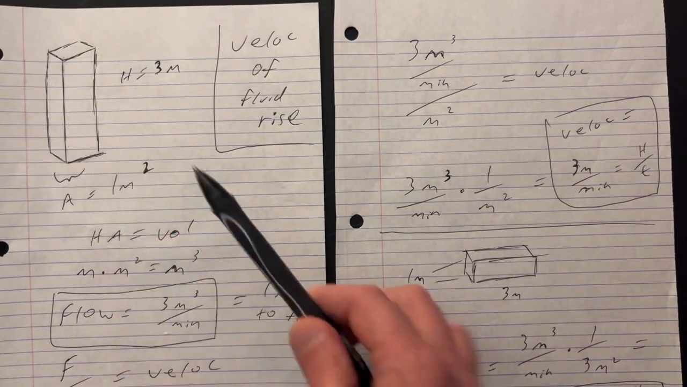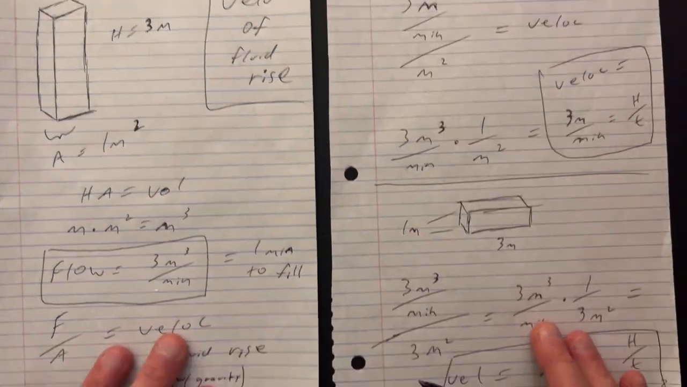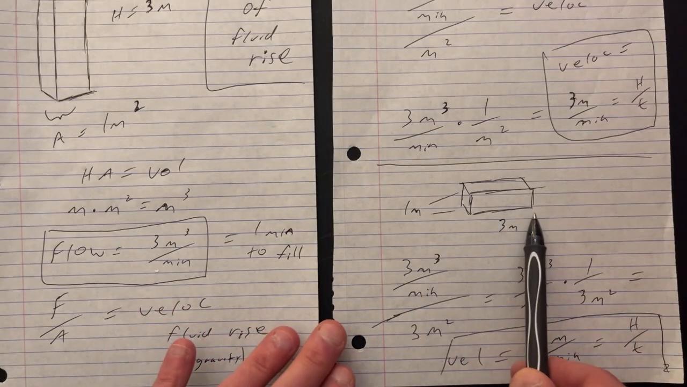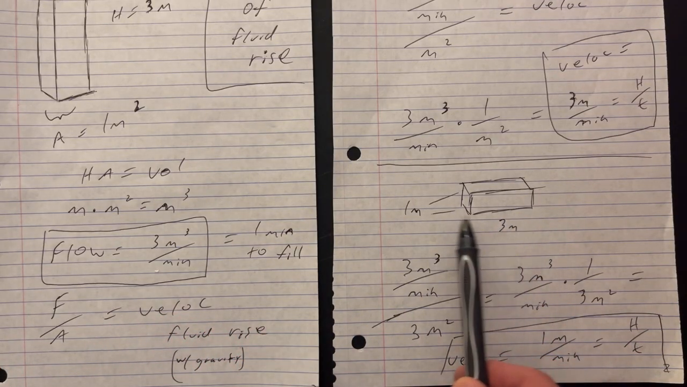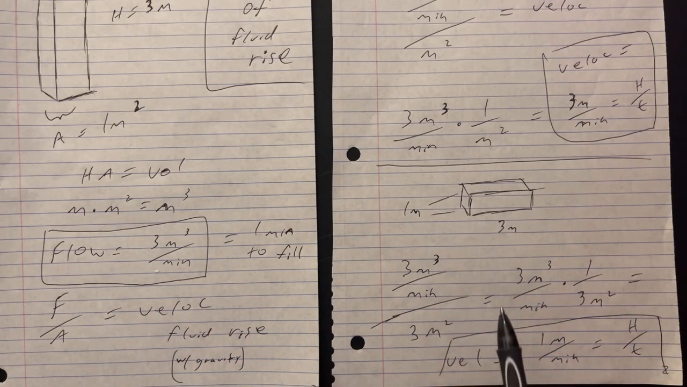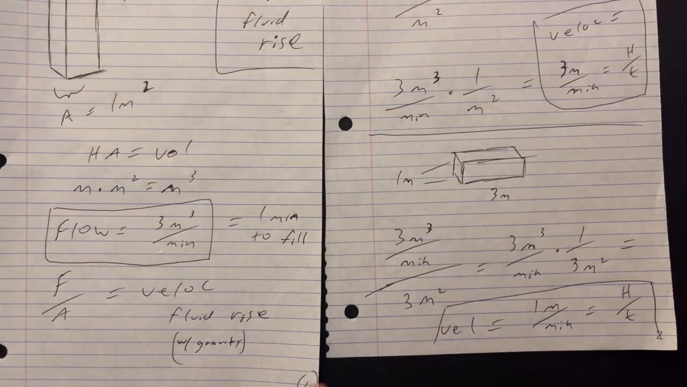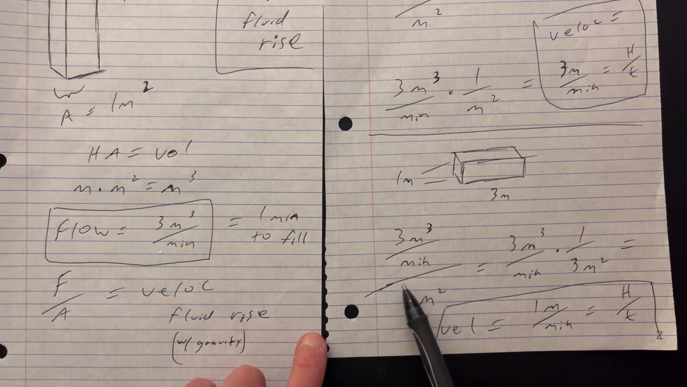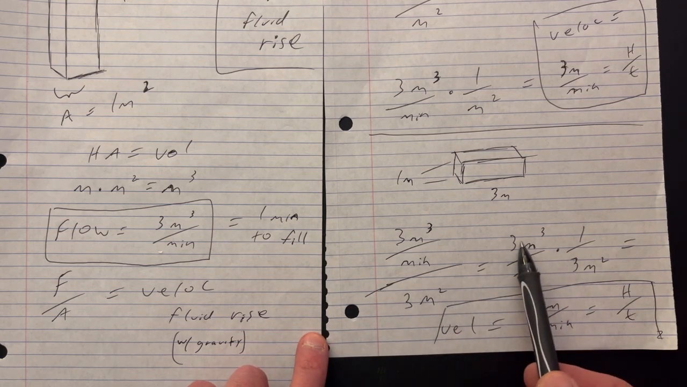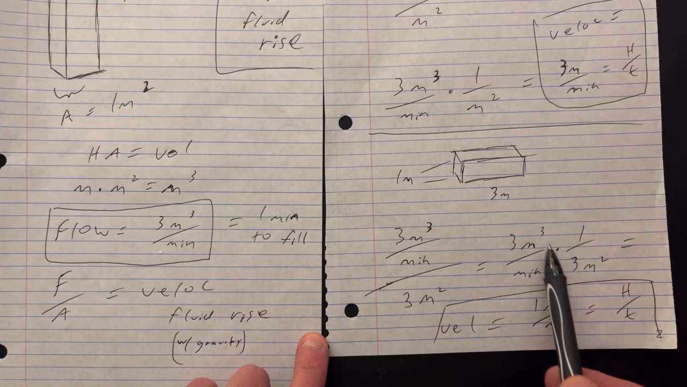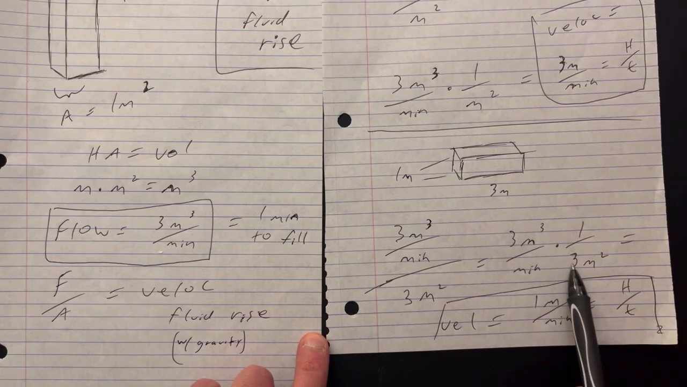Take this exact same box, turn it over on its side. So now you've got your 3 meters on the bottom here. The area is now 3 times 1, so you have 3 square meters instead of 1 square meter. Plug the numbers into the same equation right here. Bring this up to a denominator, this 3 meters squared right here. You've got meters cubed divided by meters squared. That's just meters. 3 divided by 3 is 1.